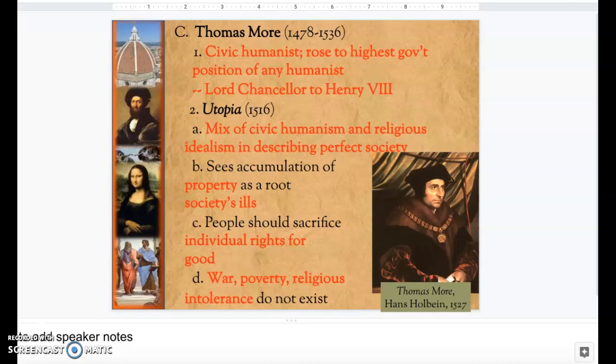We can see here that he is a civic humanist, prime example of a civic humanist. He's also very Catholic, and he rose to the highest government position of any humanist. To give you a specific detail about that, he was given the position Lord Chancellor to Henry VIII, King Henry VIII of England. So you can't get higher than being Lord Chancellor when you are working for a king. That is a top position and high honor.